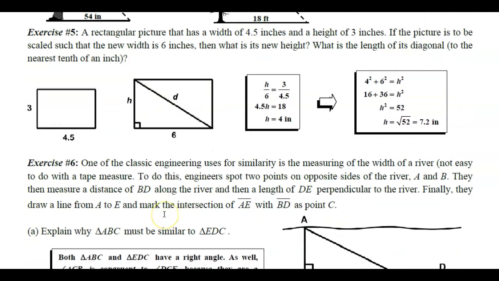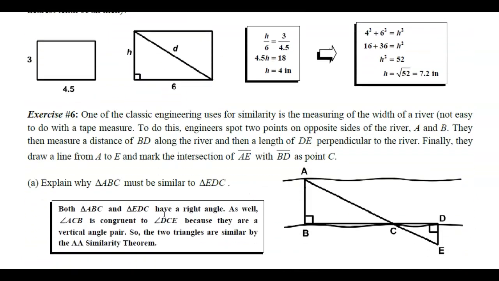Okay, exercise 6. One of the classic engineering uses for similarity is measuring the width of a river. And this kind of problem tends to come up in textbooks quite often. It's not easy to measure the width of a river or any other kind of body of water, so what they do is put 2 points on opposite sides of the river, call them A and B in this diagram, and then they measure a distance along the side of the river to another point, we'll call it D here, and then walk away from the river a certain distance and figure out what that line back to the original point would be.